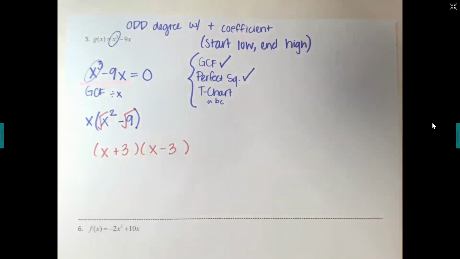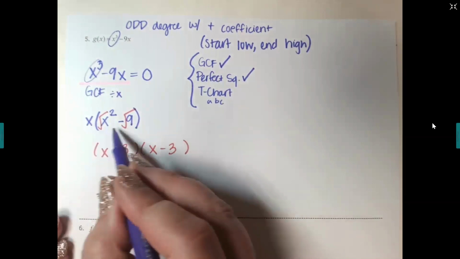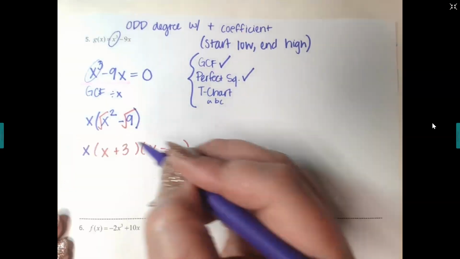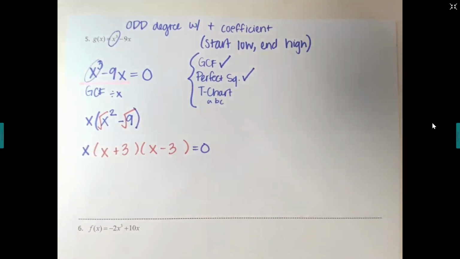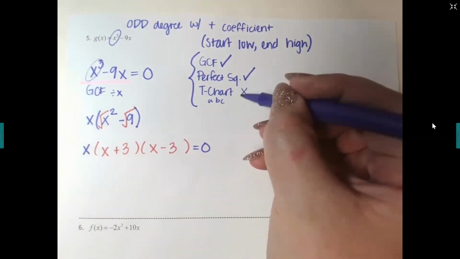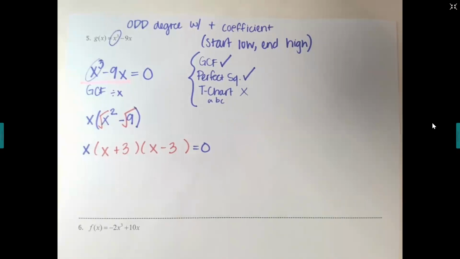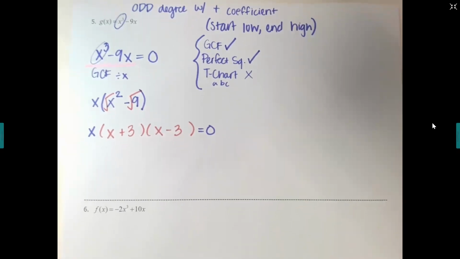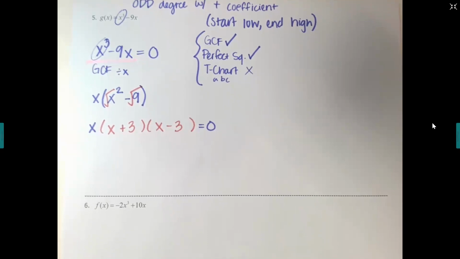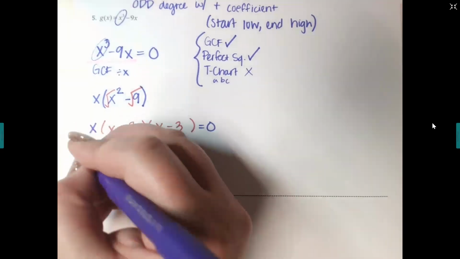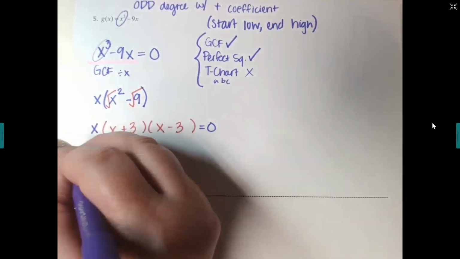Okay, then also remember that even though this one could break down one more time, this x is still in the front. So we removed the GCF to get to here, and then we broke down perfect squares to get to here. We did not need to use T-chart. Okay, then from there, I'm going to take each of those 3 points and I'm going to set them equal to 0. Okay, the x in the front could equal 0.